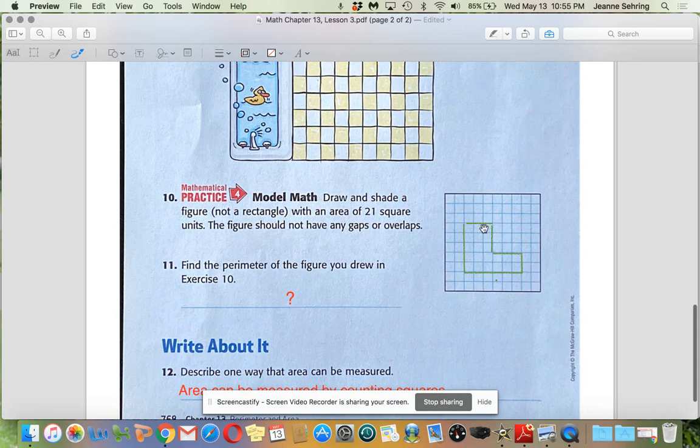Again, I went ahead and made the shape ahead of time. It didn't tell you how to make the shape. It just said you had to use 21 square units. So this was the shape that I made up.